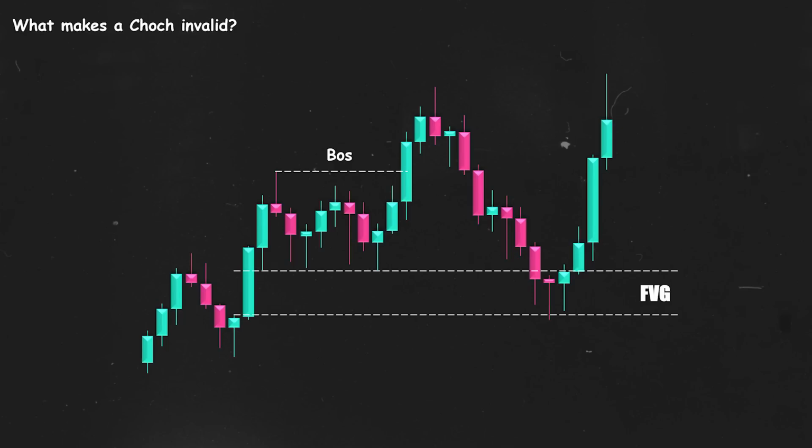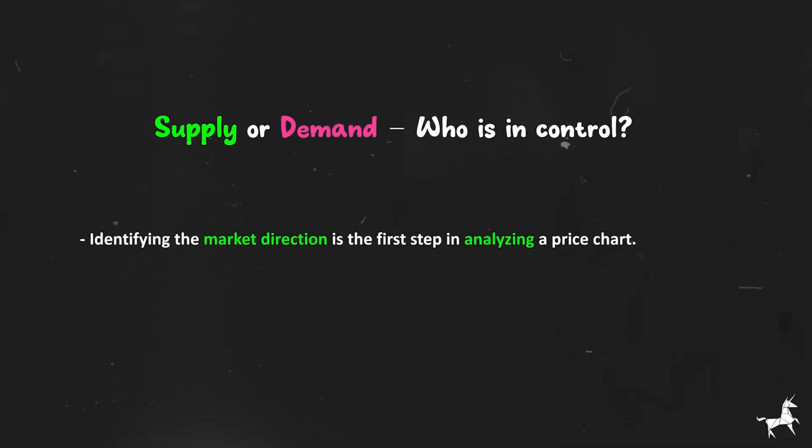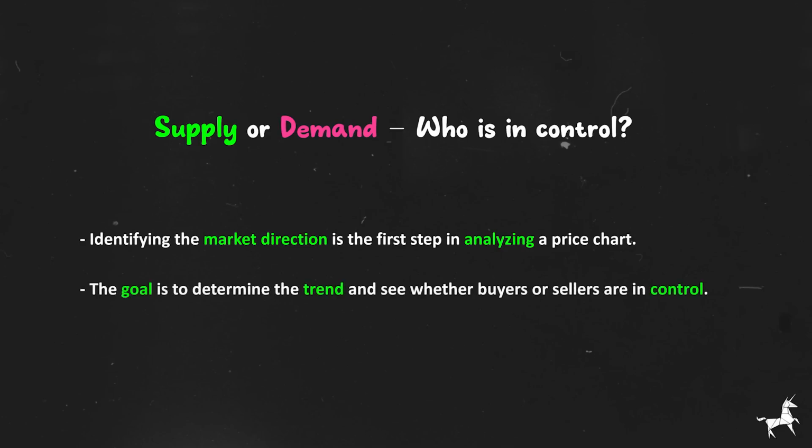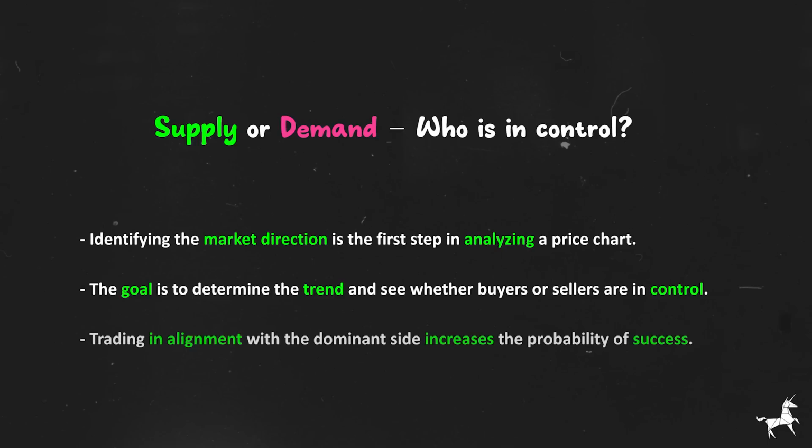With all being explained, let's move on to the next topic: supply or demand. Who is in control? Identifying the market direction is the first step in analyzing a price chart. The goal is to determine the trend and see whether buyers or sellers are in control. Trading in alignment with the dominant side increases the probability of success.